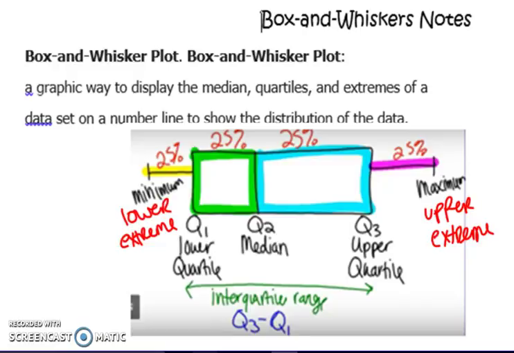If we look, we're going to talk also about range. If we are talking about the inner quartile range, that's that box. We don't want to include our lower extreme. We don't want to include our upper extreme. It's the box. So you would take Q3 minus Q1. That's your inner quartile range. Those are the inside quartiles.